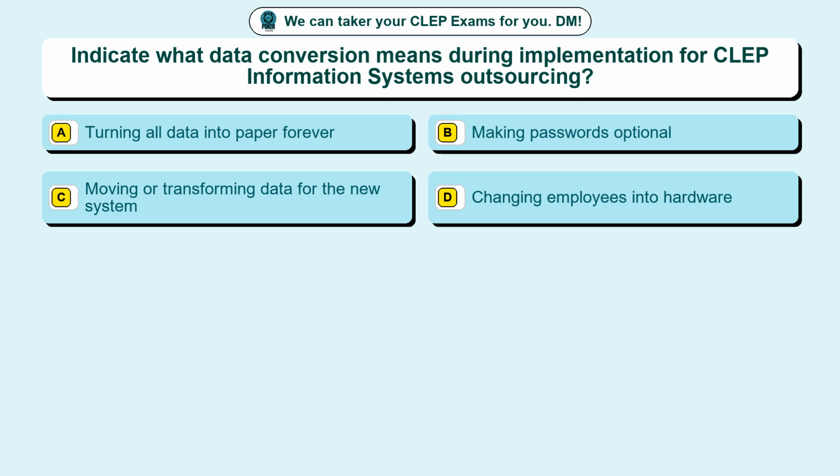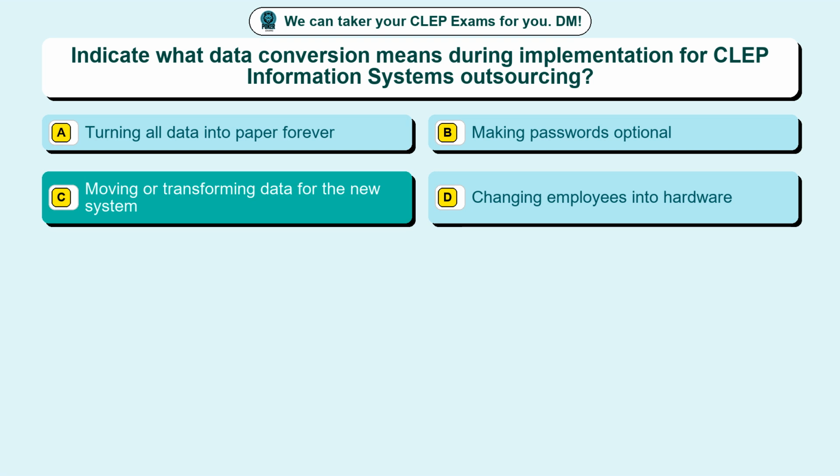Question 75. Indicate what data conversion means during implementation for CLEP Information Systems outsourcing. Option A, turning all data into paper forever. Option B, making passwords optional. Option C, moving or transforming data for the new system. Option D, changing employees into hardware. The correct answer is option C, moving or transforming data for the new system.